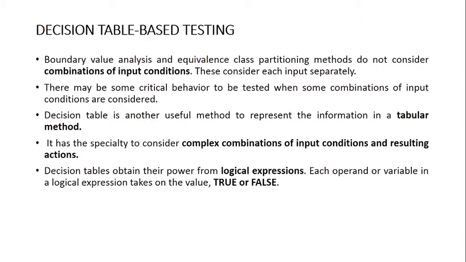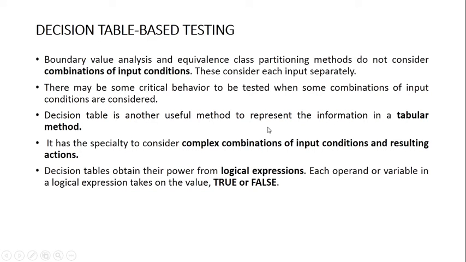That means just one parameter is not responsible for giving the final output. There is a combination of inputs, different combinations according to which our output might vary. So this is what we'll be discussing here. Since the previous methods that we have done, boundary value analysis and equivalence partitioning, were totally based on single input. But if multiple inputs are there and their combination has an impact, then we make use of decision table.